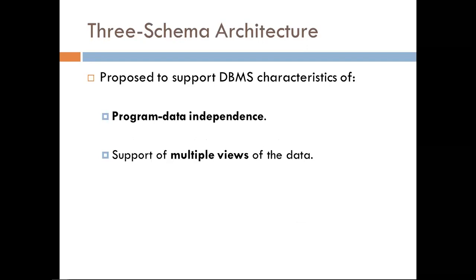Now we shall see architecture. This is one of the famous architectures, the three schema architecture. This particular three schema architecture supports a few of the characteristics of the DBMS: program and data independence, and support for multiple views of data. We had discussed the characteristics of DBMS in our earlier classes. Out of those, these two are supported by this particular architecture.